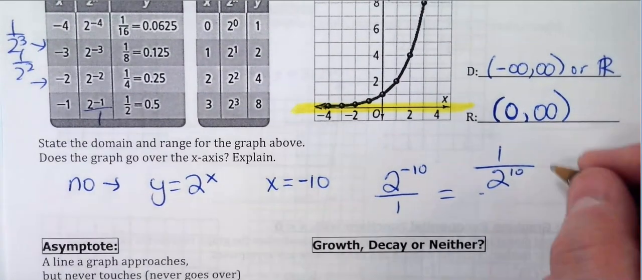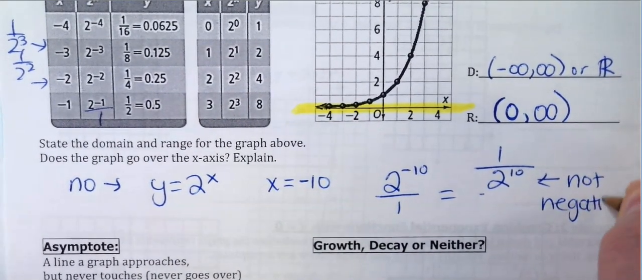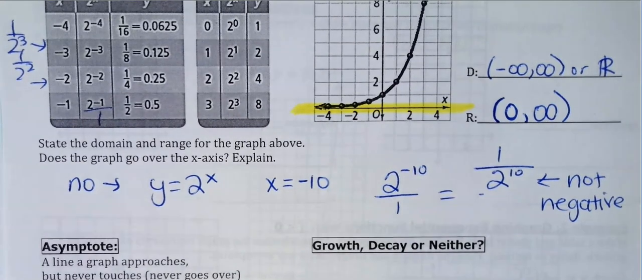This is not negative. It's just a super tiny fraction. It's never going to be negative. So you will never go over the x-axis. I could plug in like 2 to the 100th power. It'll still be 1 over that, and it's not going to ever be negative. It's not actually going to be 0. So it's not going to ever go over the x-axis.